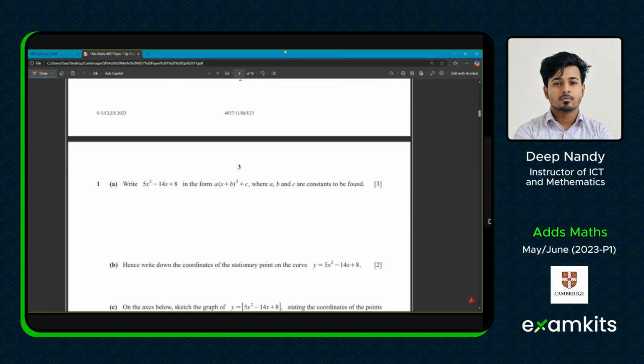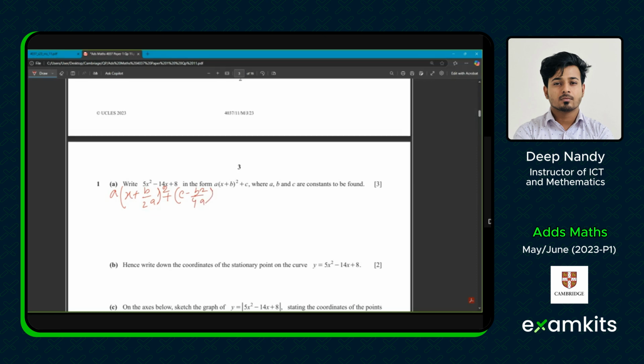Here in our first question, we have been asked to find the equation 5x square minus 14x plus 8 in the form a(x plus b) whole square plus c, where a, b, and c are defined to be constants. Now, we are going to use the completing square formula: a(x plus b by 2a) whole square plus c minus b square by 4a.